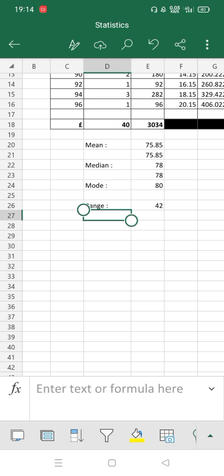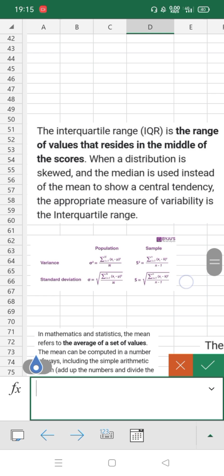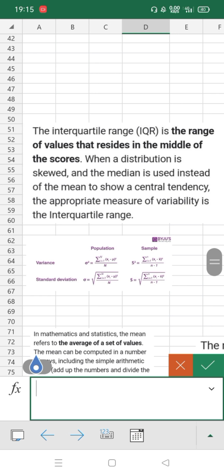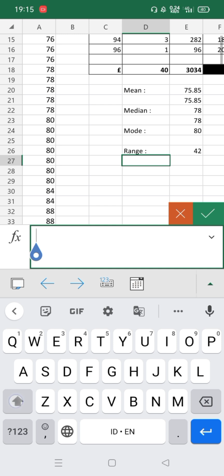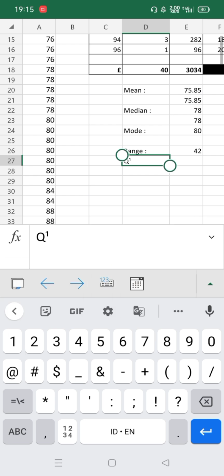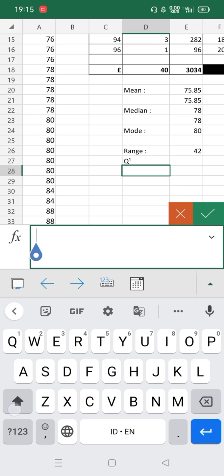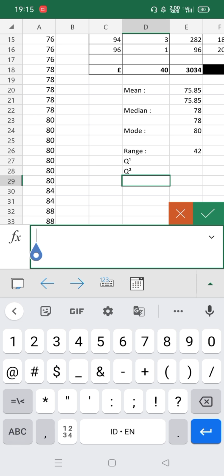And the next we have to look for is the interquartile range. What is the interquartile range? The interquartile range is the range of values that reside in the middle of the scores, or in other words, the interquartile range is the third quartile minus the first quartile. The second quartile is almost equal to the median. So we need to look for the first quartile, the second quartile, and the third quartile.